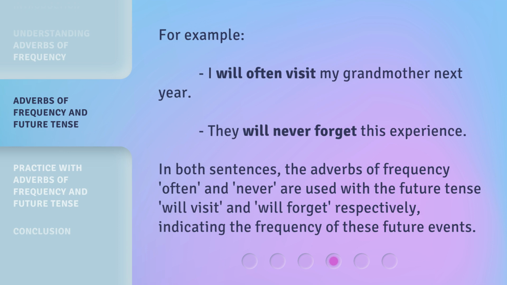For example, I will often visit my grandmother next year. They will never forget this experience. In both sentences, the adverbs of frequency, often and never, are used with the future tense, will visit and will forget, respectively, indicating the frequency of these future events.